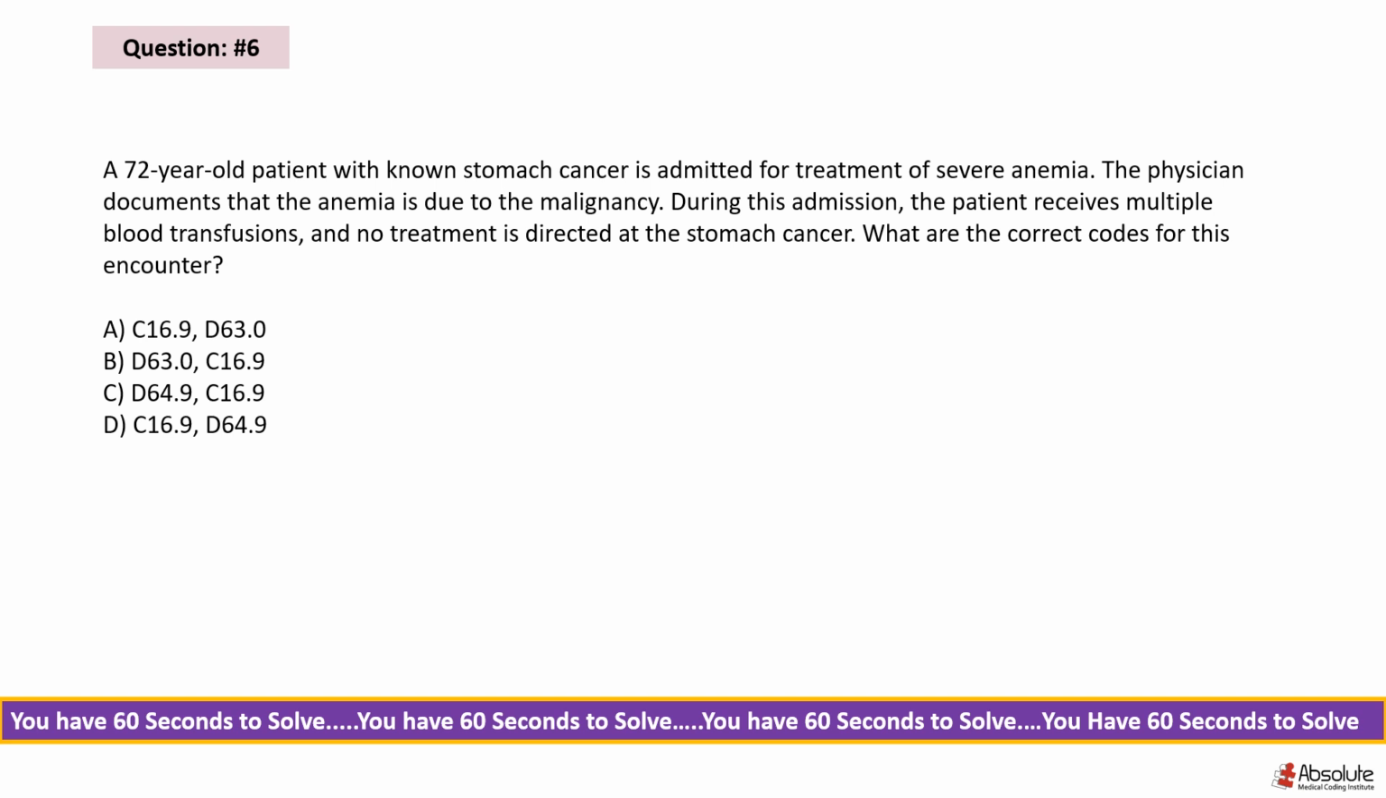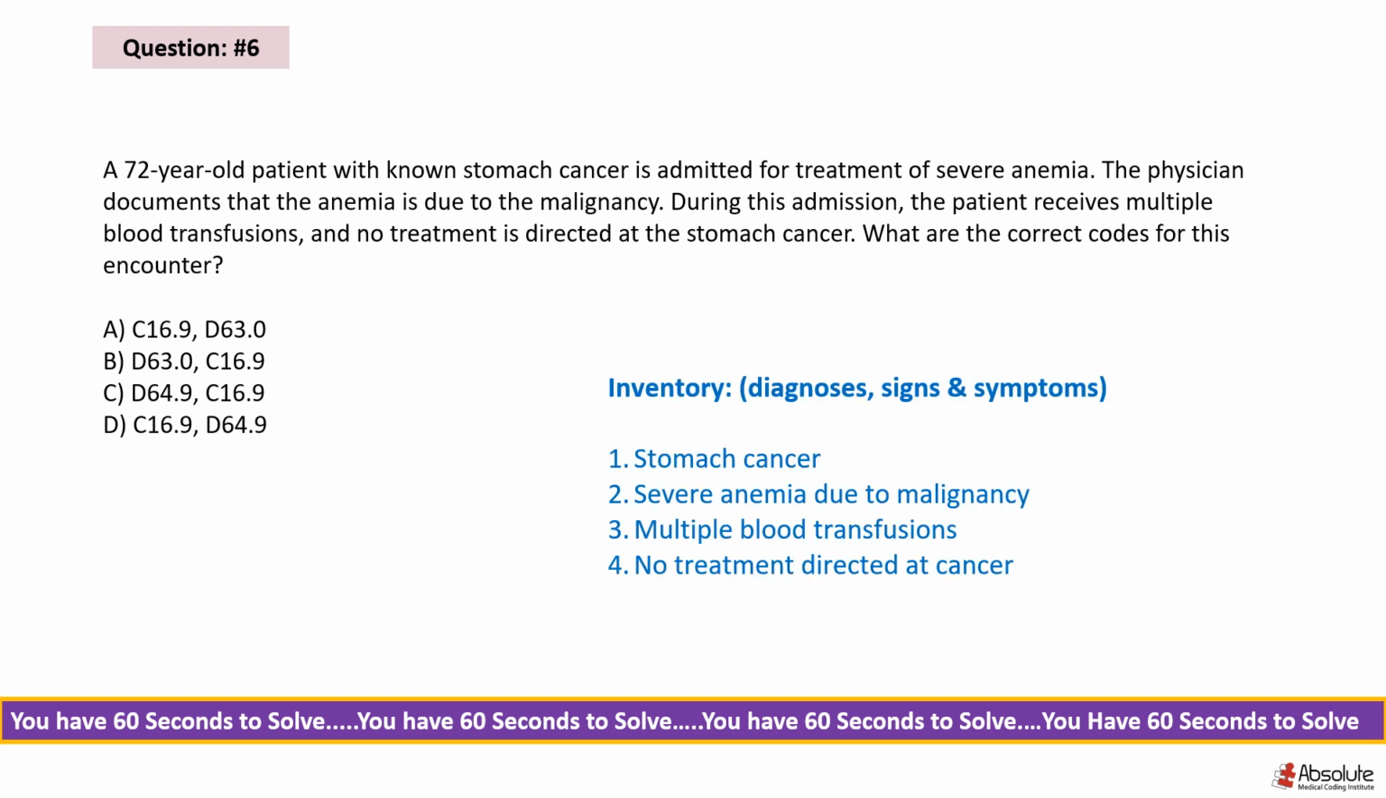All right, let's work on solving this. So we have our inventory list. On mine, I put stomach cancer, severe anemia due to malignancy, multiple blood transfusions, and no treatment directed at the cancer.